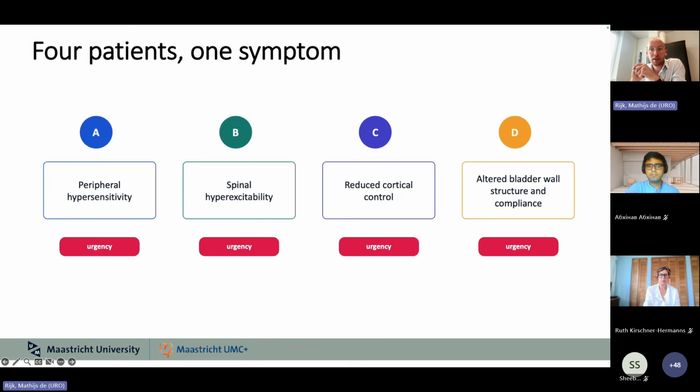So if you look at these 4 patients that I put here, they all have the same symptom, but they are 4 different patients. So you can have peripheral hypersensitivity, spinal hyperexcitability, reduced cortical control, or altered bladder wall structure and compliance that all result in urgency, patients that experience urgency. So they have different biology, the same symptom, but also likely a different optimal treatment.